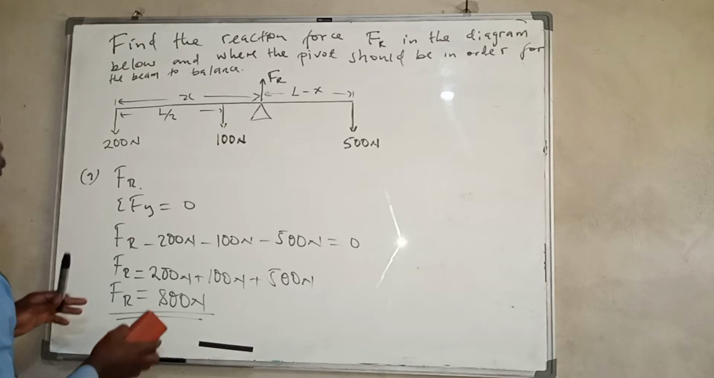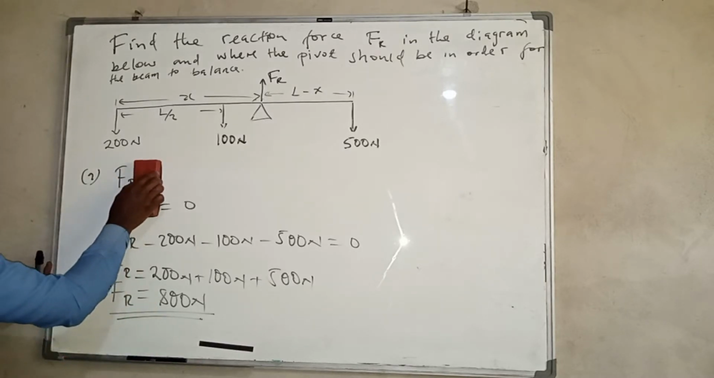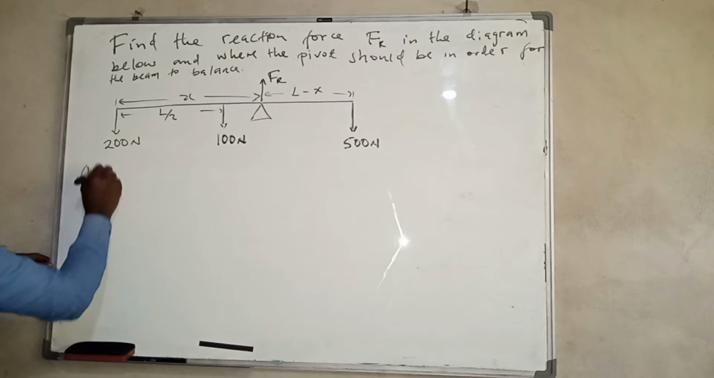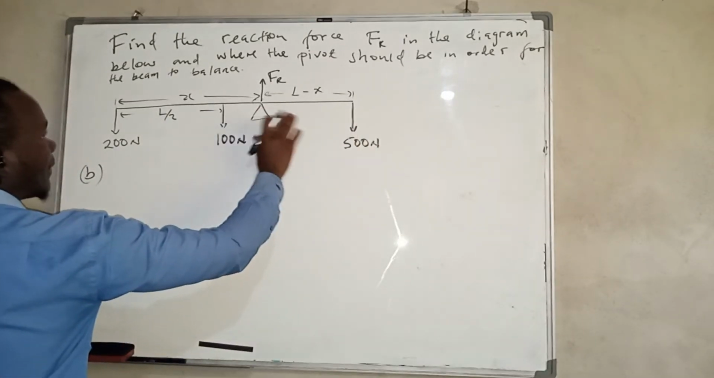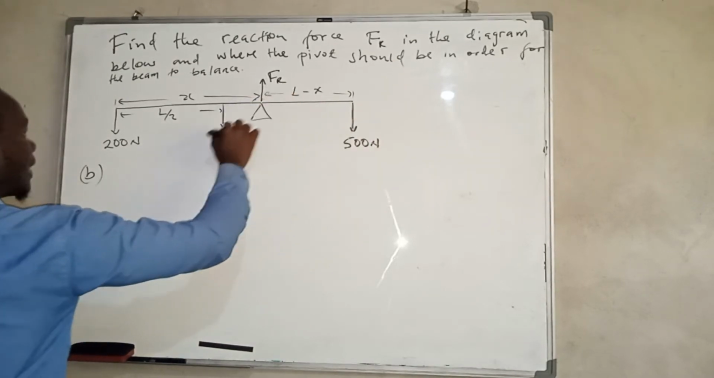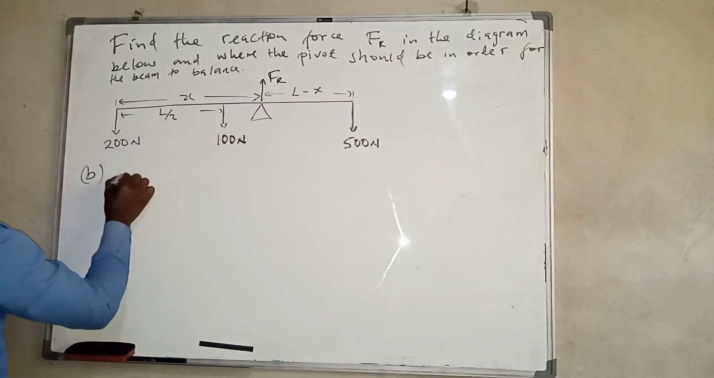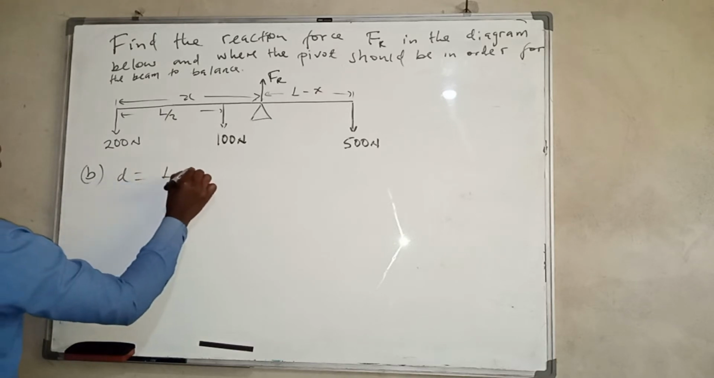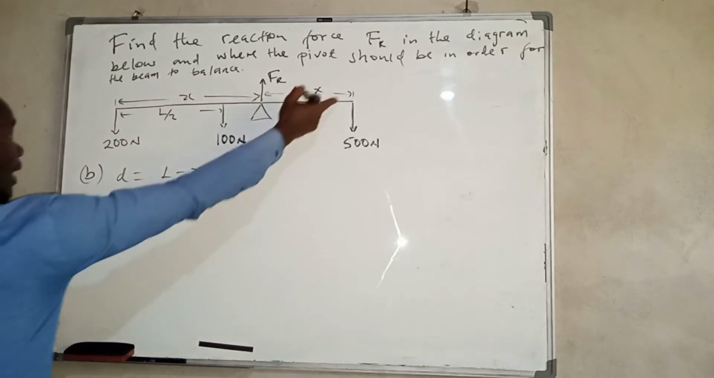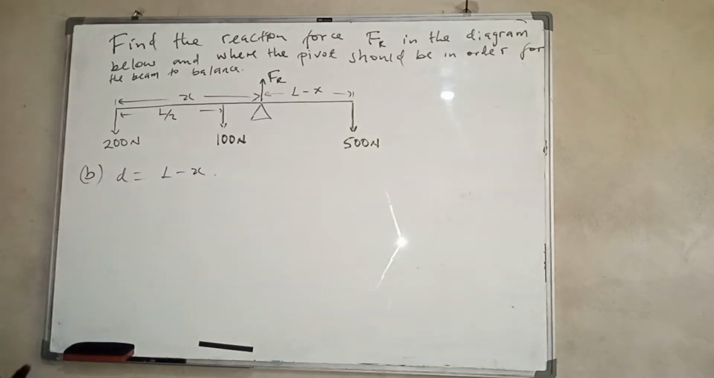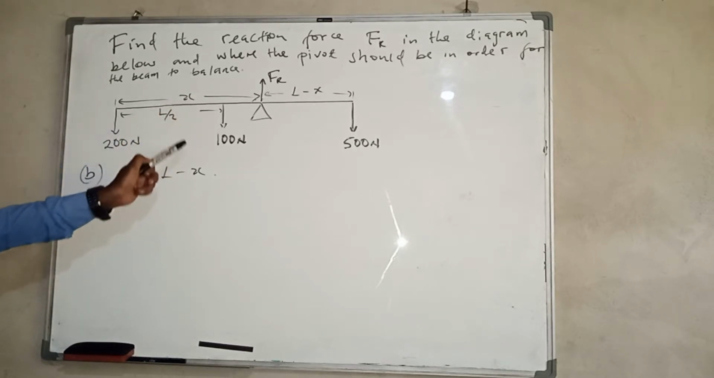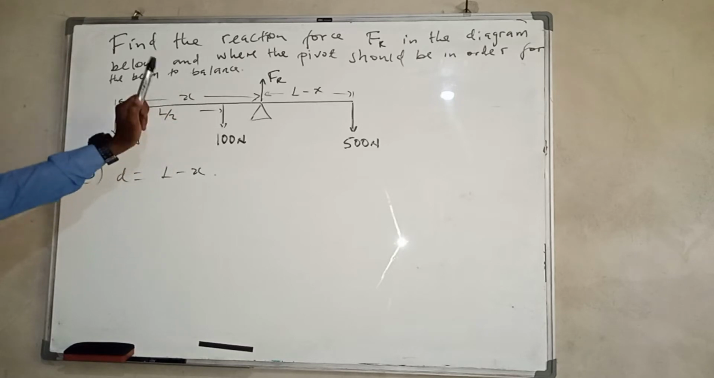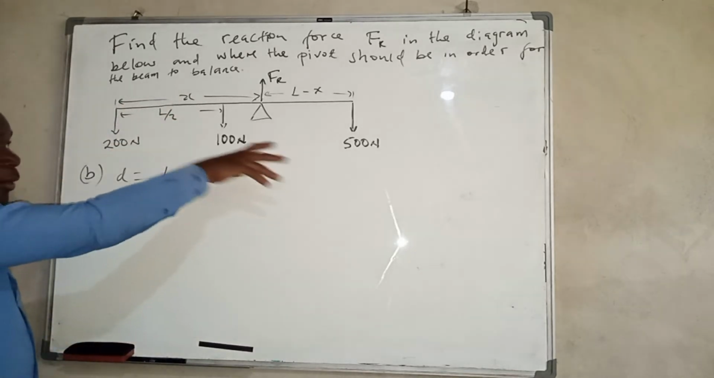So now let us proceed with the second part, which is part B. So we have B, the distance from which the 500 newtons must hang. So the distance will be equal to L minus X. As we can see now, it is so important that we come up with the L. Or rather, let us find one of the two and see what we're going to have.